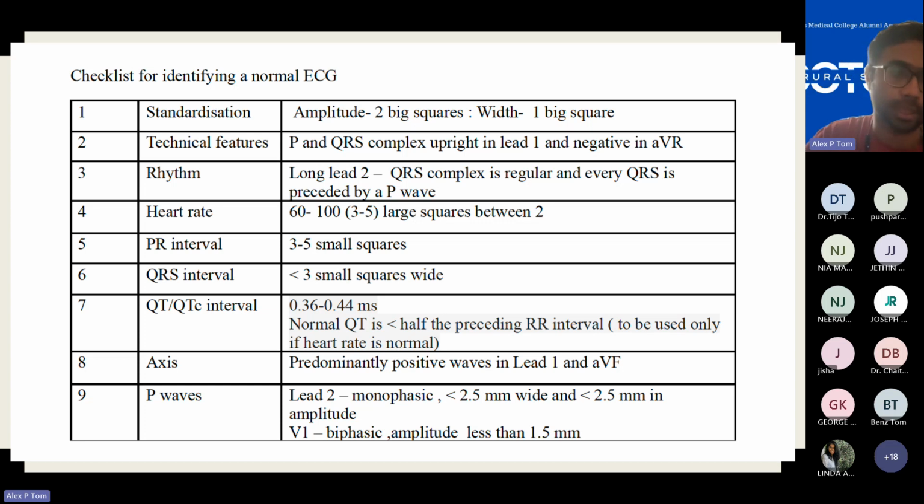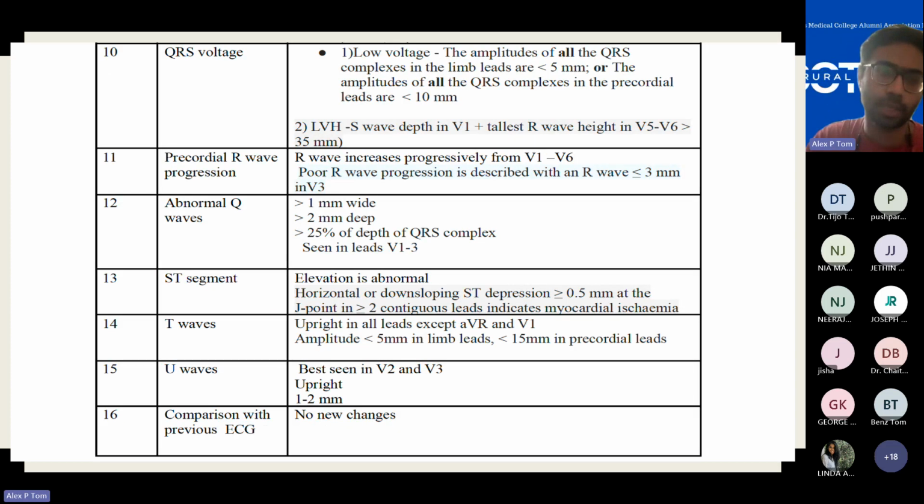You need to look at the standardization. You need to look at the technical features that I've told you: P and QRS complex are upright in lead 1 and negative in AVR. And then rhythm, heart rate, PR interval, QRS interval, axis, P waves, and then QRS voltage, precordial R wave progression, abnormal Q waves, ST segment, T, U, and then finally, you need to compare it with the previous ECG.